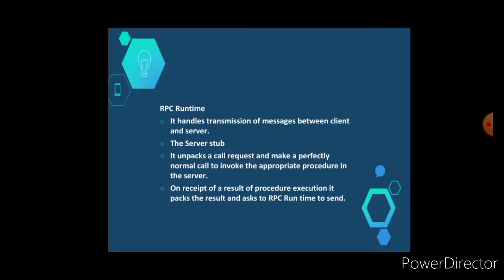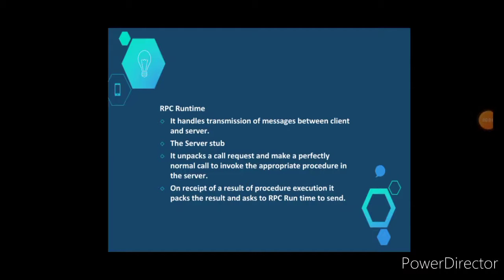The RPC runtime on the client machine receives messages containing the result of procedure execution from the server and sends it to the client stub, as well as the RPC runtime on the server machine receives the same message from the server stub and passes it to the client machine. The RPC runtime also receives call request messages from the client machine and sends them to the server stub.